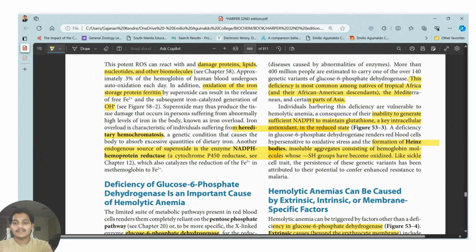This superoxide can also affect individuals suffering from high iron absorption, as seen in hereditary hemochromatosis. That means more iron, which will be converted from ferric to ferrous form, and this conversion will again yield superoxide. Then it will again form the OH free radical, which is again harmful for our body. In short, the effect of all these reactive oxygen species is destruction of our cells, vital proteins, lipids, nucleotides, and biomolecules, and destruction of peripheral tissues.